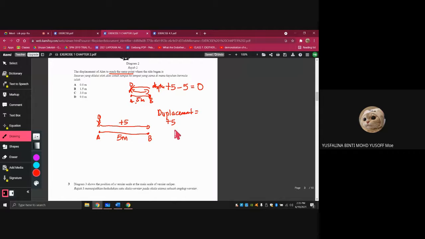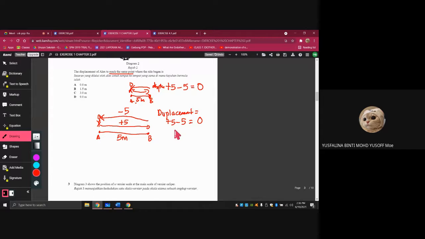When you return back to A, for displacement you have to consider the direction. Now it changed direction to the left, so you have to make it negative 5, because it shows that there is a change in direction. So you should have negative 5 here. So what will you get? 0. Can you understand why I get 0 for displacement?